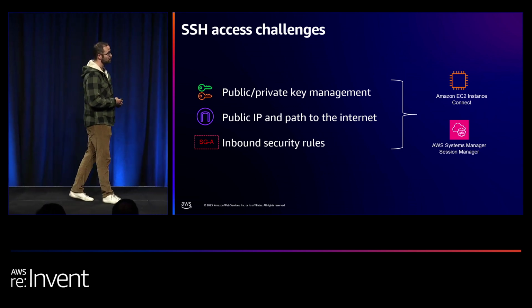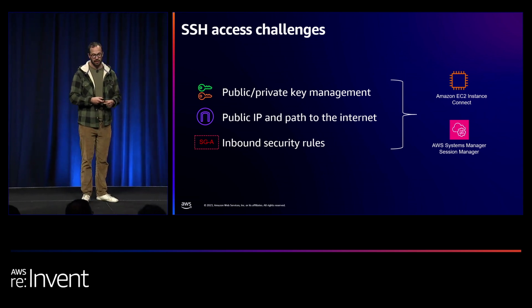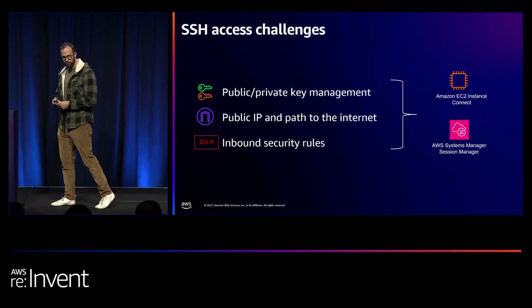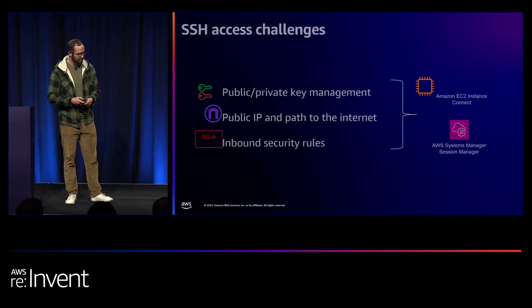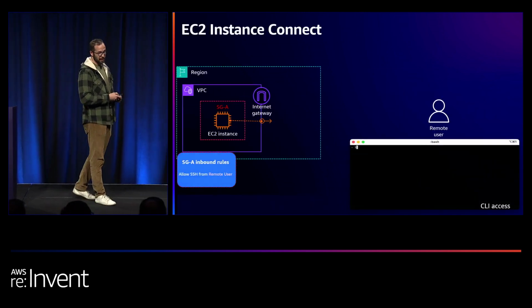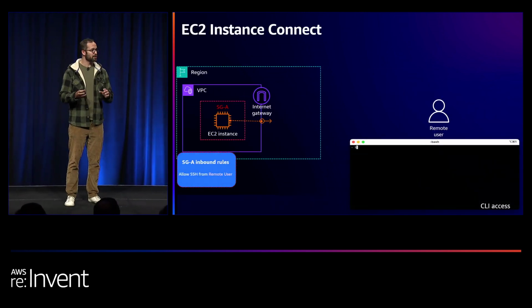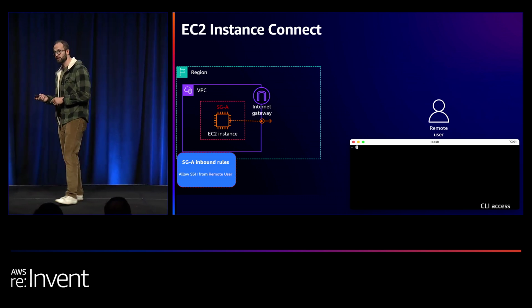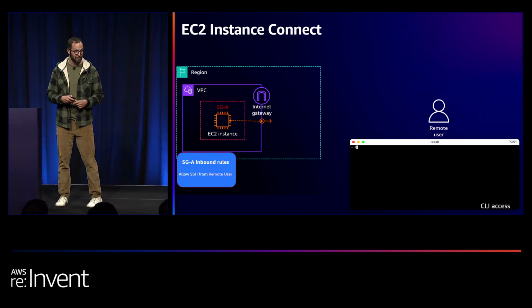So we're going to have a look at two solutions, Amazon EC2 Instance Connect, and then part of Systems Manager, Session Manager. OK. Let's start with EC2 Instance Connect. And there's always going to be two options, one with an internet gateway, and then we also have an option without an internet gateway. I'm going to start on the one with internet gateway.